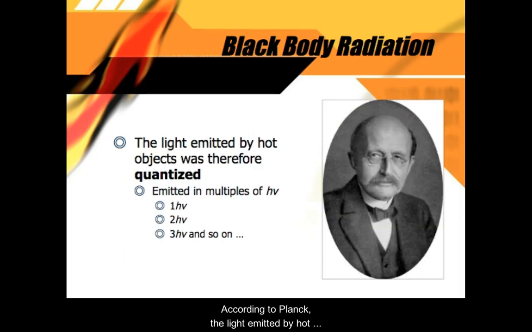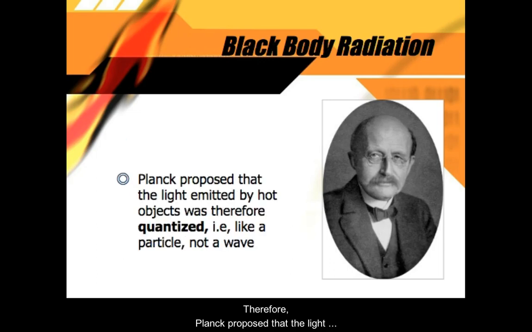According to Planck, the light emitted by hot objects was therefore quantized. That means released in packets. He showed that the energies of these packets occurred in multiples of the product of his constant and the frequency of the quantum. None of the quanta had any energies between those values. Therefore, Planck proposed that the light emitted by hot objects was quantized. That means like a particle, not a wave.